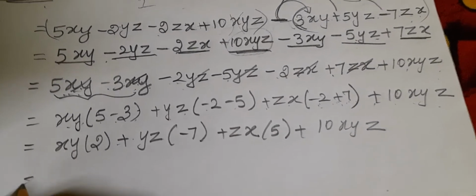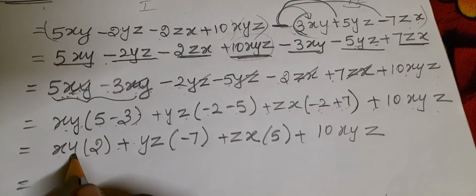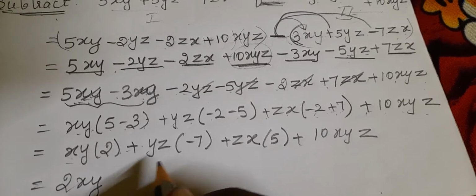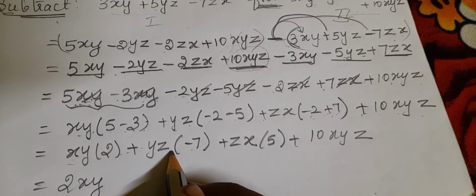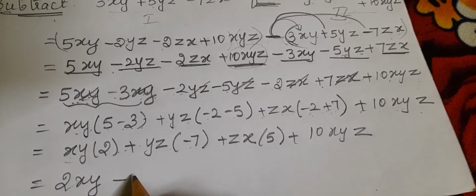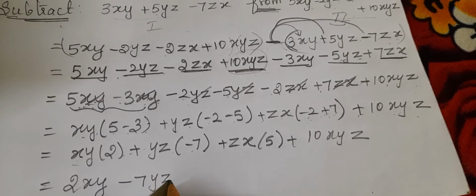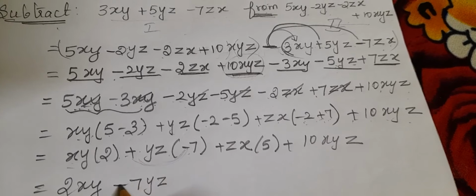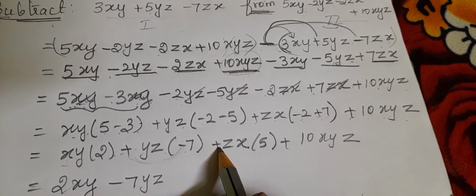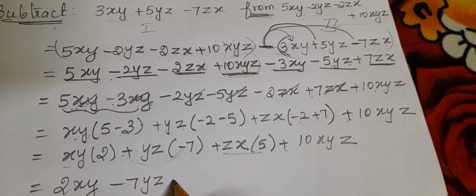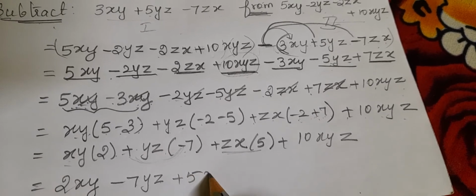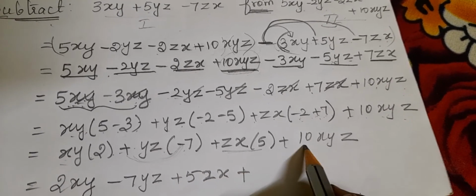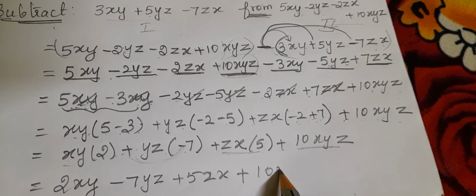10xyz. Now xy into 2 is 2xy. Minus 7yz is minus 7yz. Plus into minus is minus, so minus 7yz. Here zx into 5 is plus 5zx, plus 10xyz.